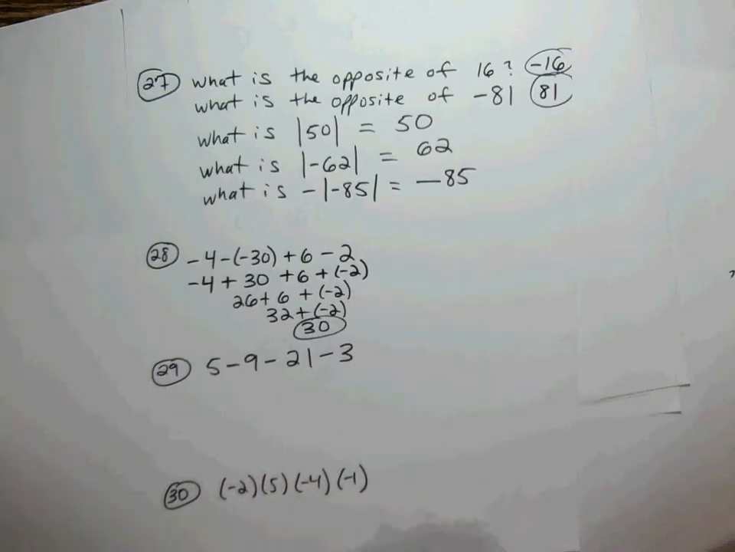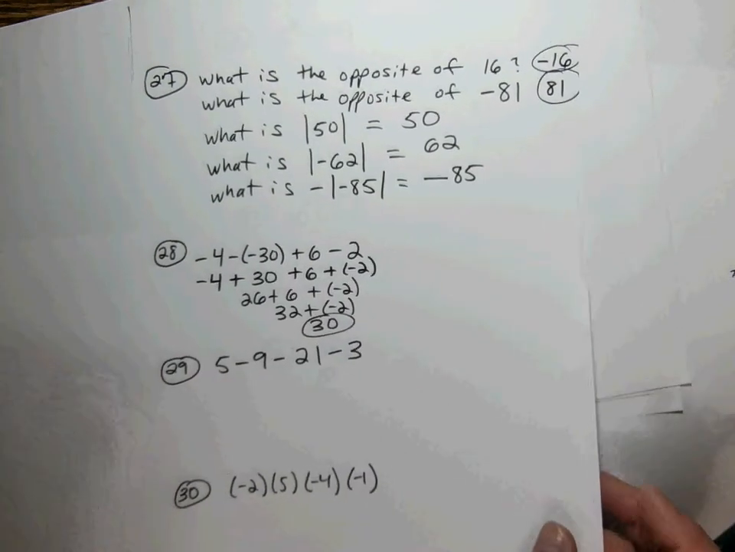Okay? The more work you show me, the more opportunity you're going to have for partial credit. If you just plug the whole thing in your calculator and hit equals, you might get a mistake, and then with no work to back it up, I can't give any partial credit.